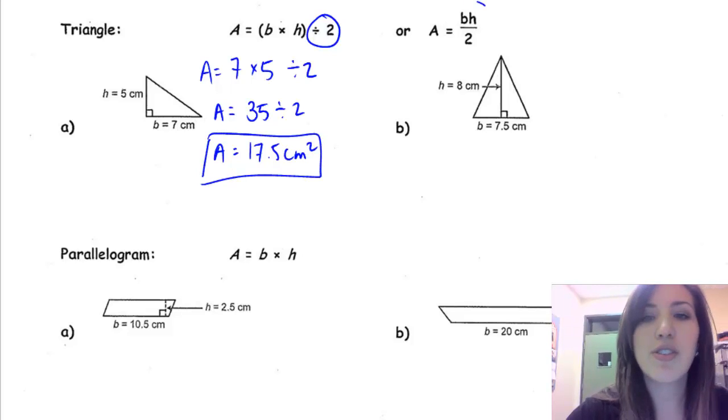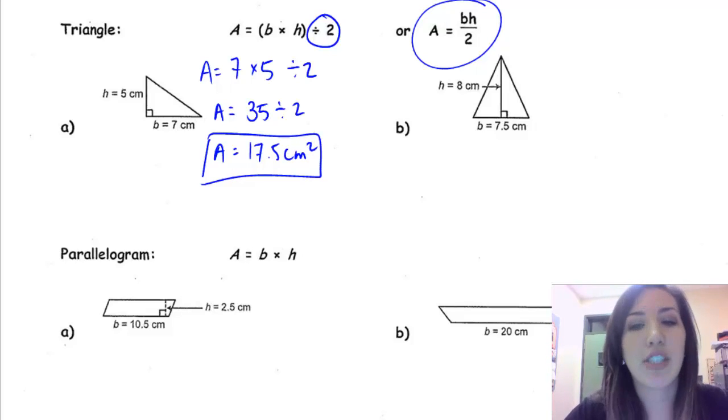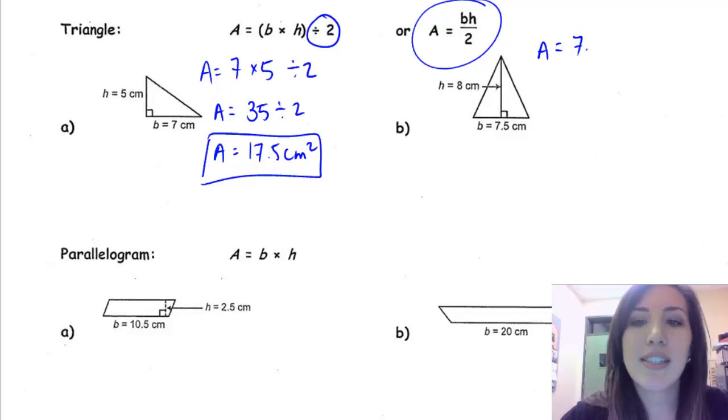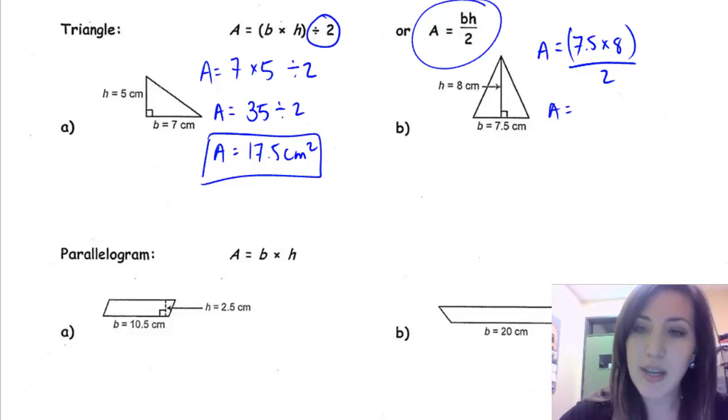We could also do it this way with the division sign. It's the same thing, but we'll try it this way. The base is 7.5 times the height of 8. Divide that by 2. We get 7.5 times 8 is 60 divided by 2. So our area equals 30 centimeters squared.